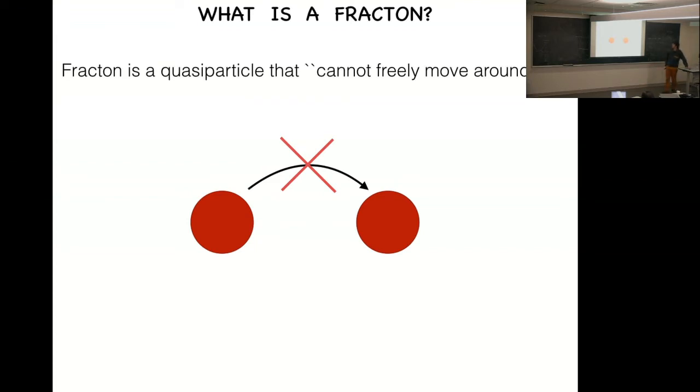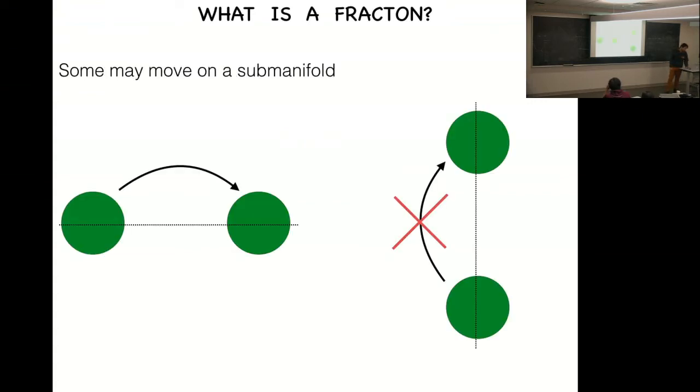So fracton is just now a generic word that refers to quasi-particles that cannot move freely. If you create a quasi-particle, sometimes it can move anywhere it wants, but sometimes it can't. So I would like to explain in the first few minutes how this can possibly happen. How can a quasi-particle not be able to move? Sometimes they can move, but they can only move on smaller, lower dimensional submanifolds. So this is an example where they can move like this, but not like that.